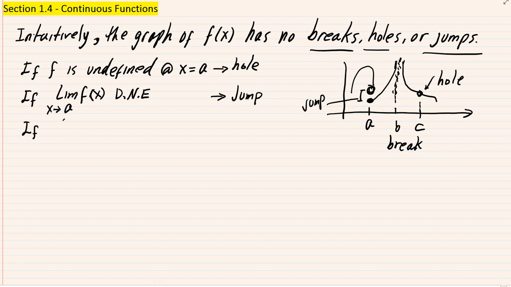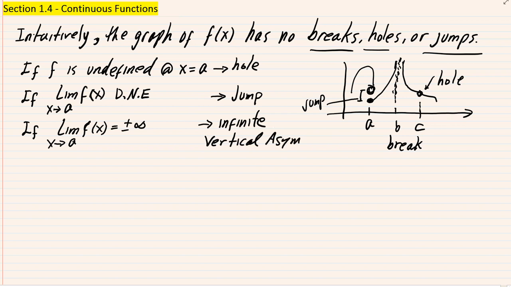And if the limit of the function as x approaches a approaches plus or minus infinity, then we have what we call an infinite discontinuity. In this case, again, we're going to have a vertical asymptote on the graph of the function.